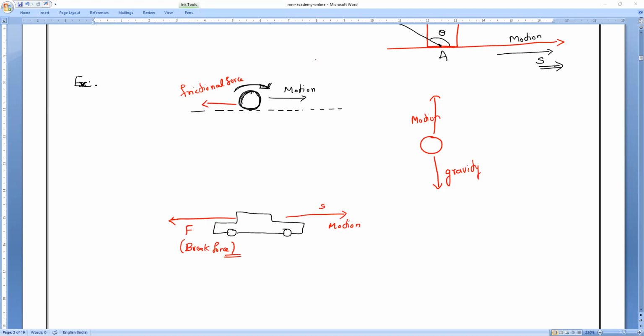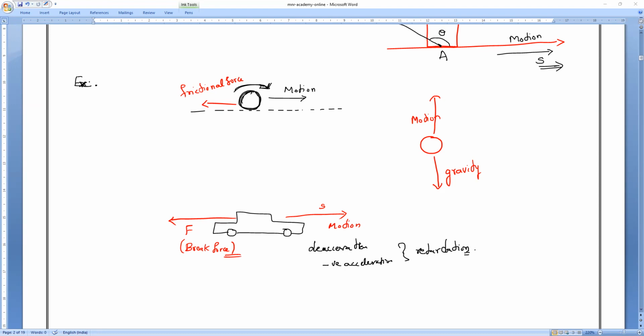So this is an example of negative work done or positive work done? It is actually deceleration, or we can say negative acceleration. The perfect word is retardation. So retardation is also an example of negative work done. Do it, everyone.